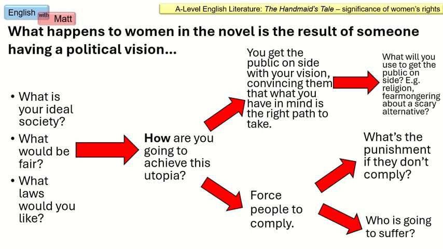And of course, there have been lots of regimes over the years across the world that have used force to get people to comply. And if you are going to start using force, and if you're going to start becoming quite punitive, and you're going to create rules, then you've got to create a system of punishment, because what's the punishment if they don't comply? What's the consequence? And therefore, the question becomes, who is going to suffer?